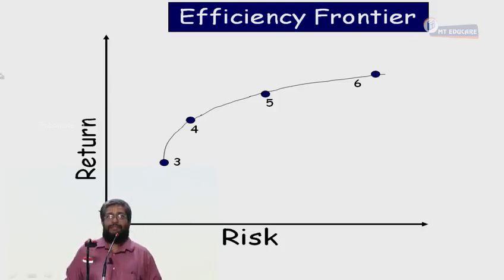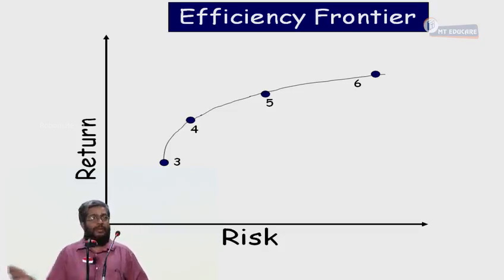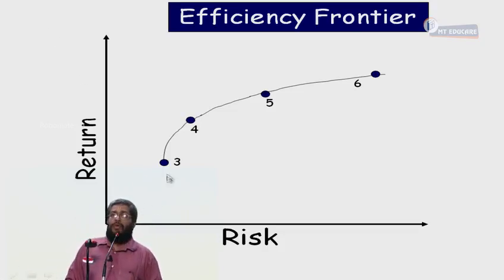Now the next question is, okay, I know that I have to find one of the portfolios on this curve and then invest. The question is, should I invest in portfolio 3, or portfolio 4, or portfolio 5 or 6, or anything in between? Now, I know that in one of them I should invest. All are efficient. Which should I invest in? Invest in 6 or 3?